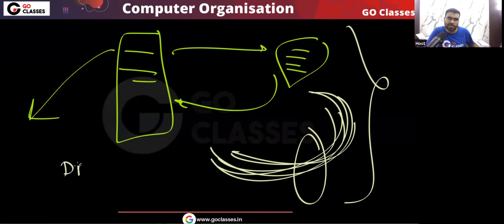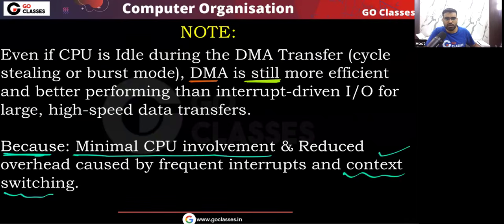Also, in interrupt driven IO, the actual data transfer is done through the CPU. So the CPU has to do the actual data transfer. That is what I'm saying, that DMA is still better than interrupt driven IO. Okay, so this is the point.